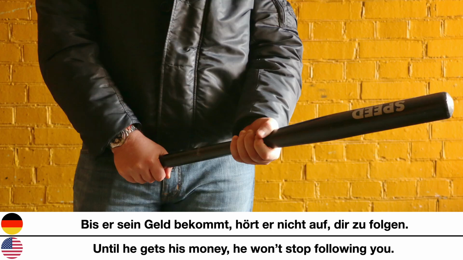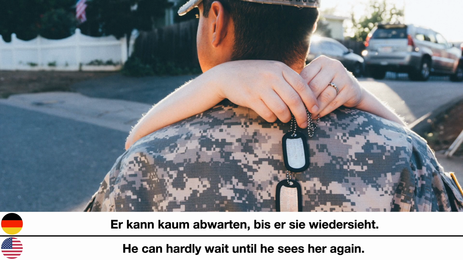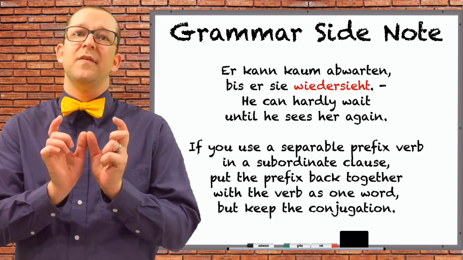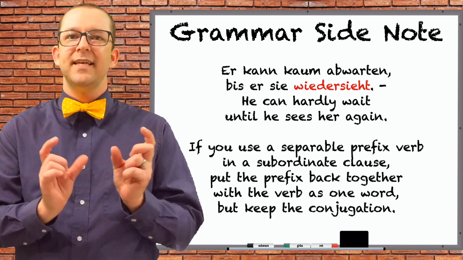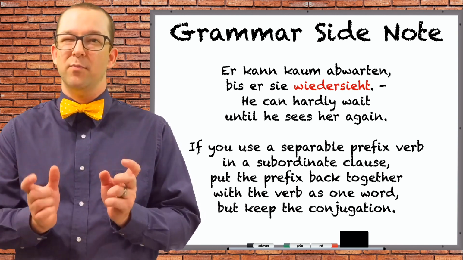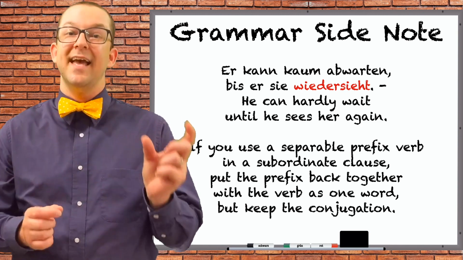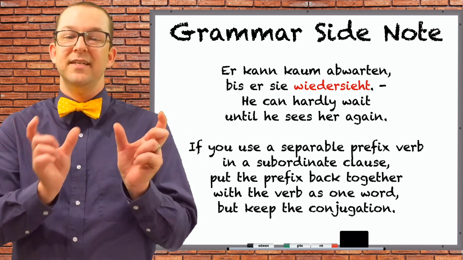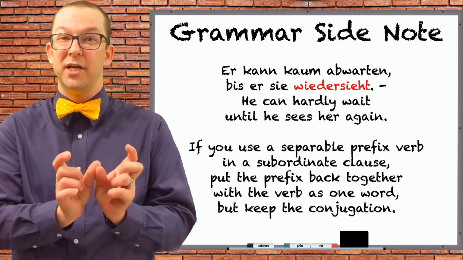Bis sein Geld bekommt, hört nicht auf, dir zu folgen. Until he gets his money, he will not stop following you. Kann kaum abwarten, bis sie wieder sieht. He can hardly wait until he sees her again. Quick side note here, notice that we put wieder and sehen back together at the end of the sentence. Normally, wieder sehen would have been split because it's a separable prefix, but since we're using this at the end of a sentence with a subordinate clause, we're using this here as wieder sieht, together but still conjugated.